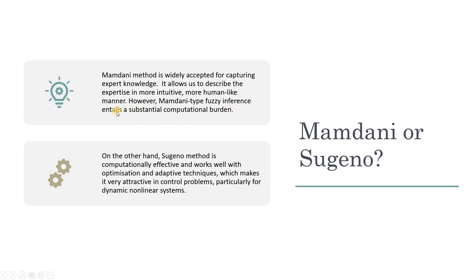However, Mamdani type fuzzy inference entails a substantial computational burden because we are going to use the COG. For every calculation of COG, can you imagine the graph again? Let me draw it. If you imagine the graph here, for example, this is the clipping. So you have to calculate for every point in the universe of discourse the value of COG. So this is why we say it is a substantial computational burden.